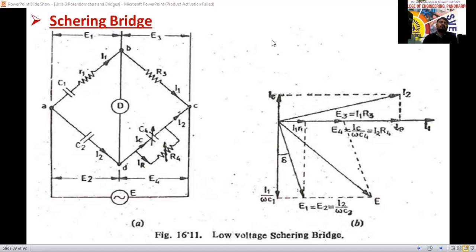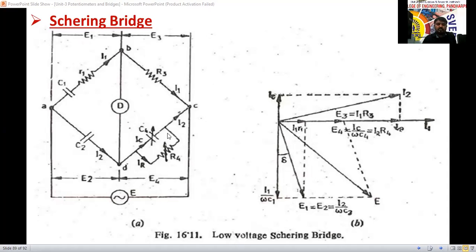And we have added one small resistance here, that is called R1. This unknown capacitance is connected in series with one resistance, R1. So because of this, what will happen? The Z1, Z2, Z3 formula will change. First of all, because we have added R1, the Z1 formula will change. The Z2 is same, Z3 is same. But R4 is connected with C4 in parallel here, so the total impedance will change.